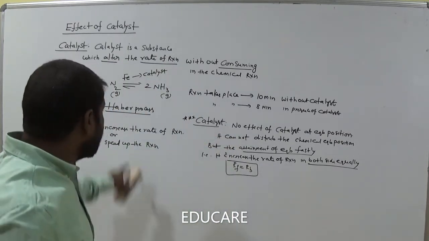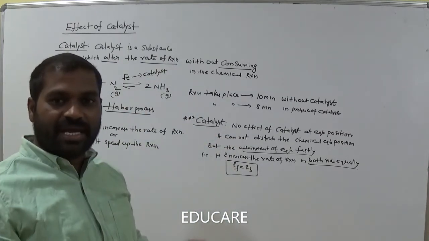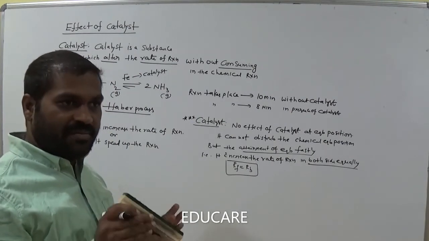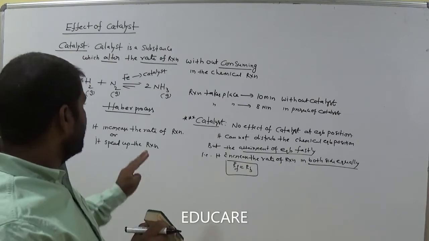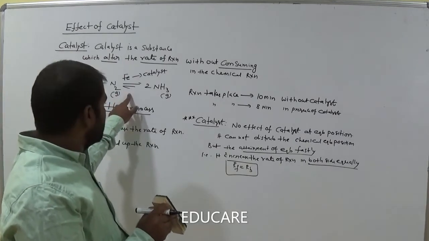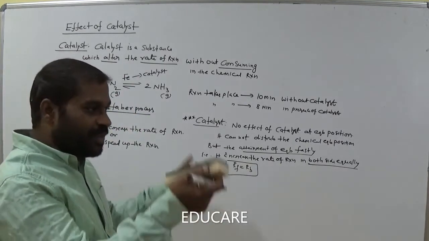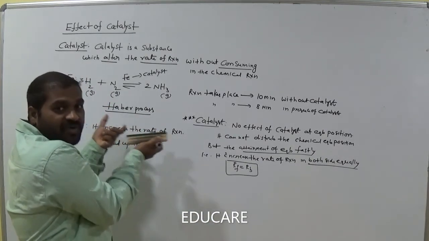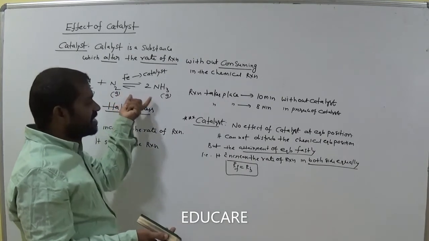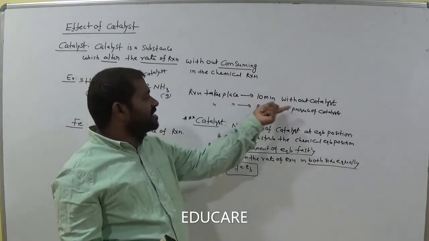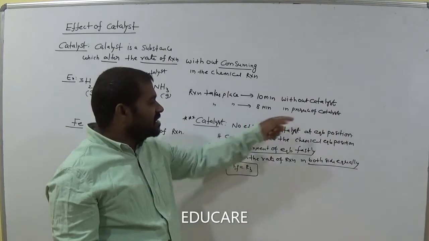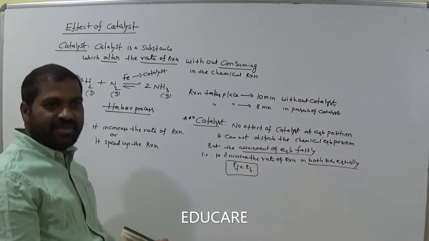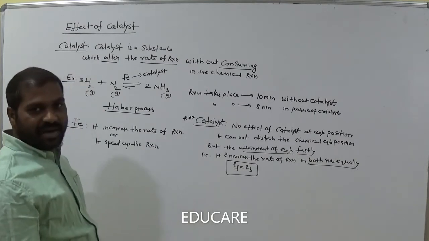A catalyst cannot interact with reactant and product chemically. Remember it. After the reaction, we can remove the catalyst again. But its main importance here is to increase the rate of the reaction to bring the equilibrium fastly, to attain the equilibrium position fastly. Suppose the equilibrium is reached at 10 minutes without catalyst. In presence of catalyst, it takes only 8 minutes. That means it decreases the time, that means it increases the rate of reaction. Am I right? Is that clear?